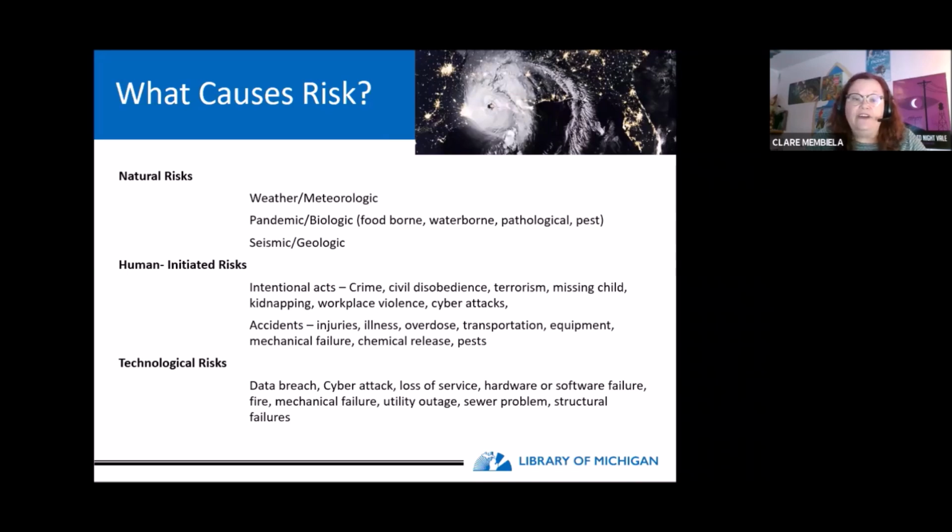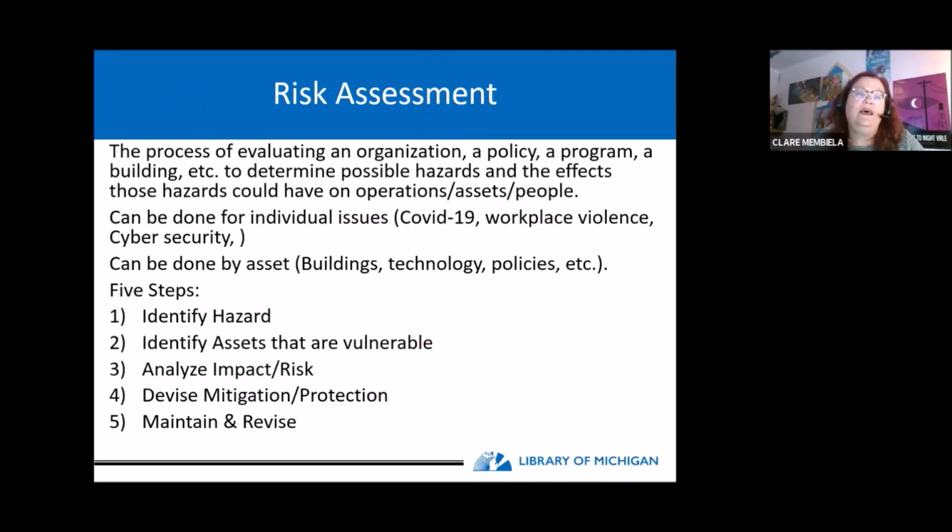You could have a fire. You could have a mechanical breakdown. So your furnace could go out and your pipes could freeze. Depending on where your library is, if you have a sump pump, that could fail and your library could flood. You could have a power outage or a water outage, or you could have a structural issue either inside or on the exterior of your library. So all of these are things that cause risk. So those are the three main categories.